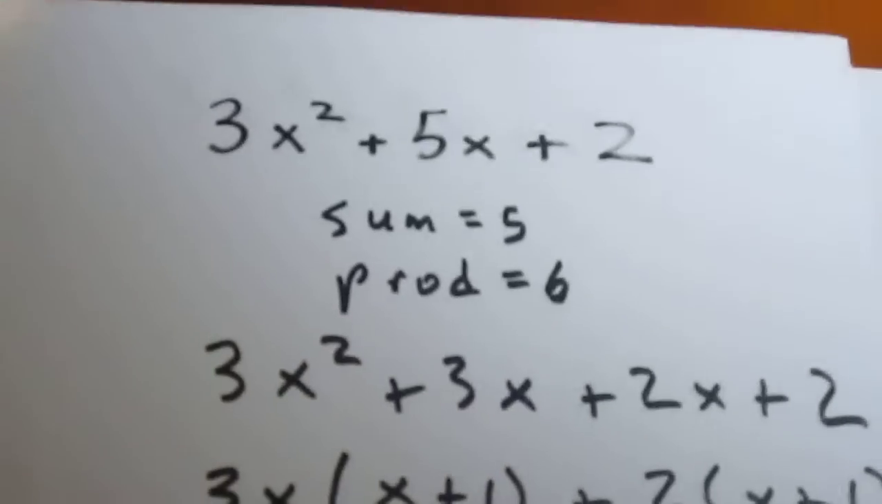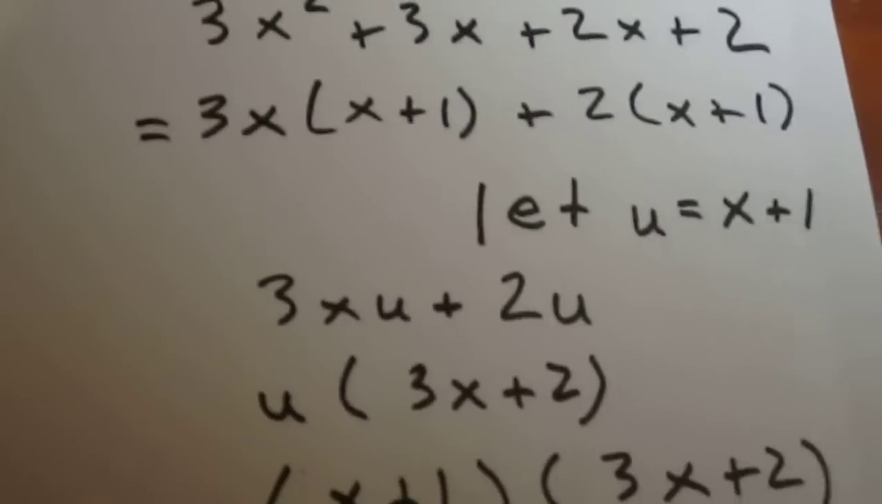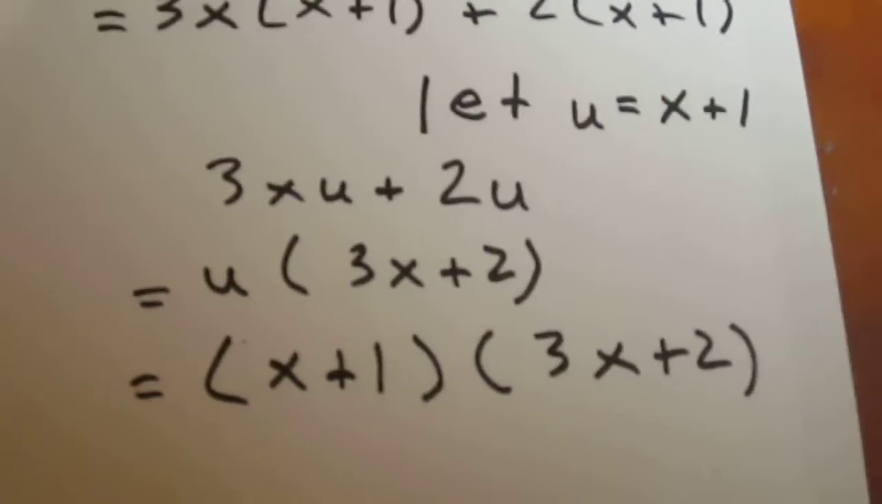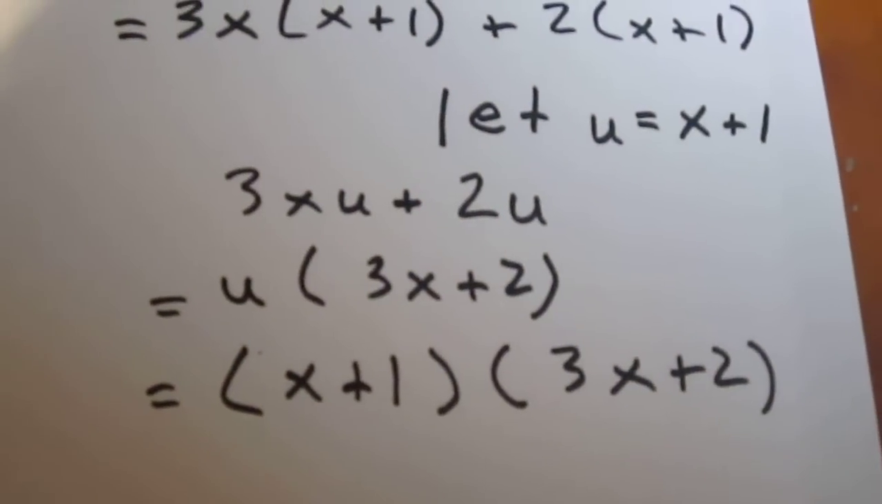Now, of course, I should have equal signs here. So this equals that, and then this would equal that, and that would equal that. This is our final answer, x plus 1 times 3x plus 2.